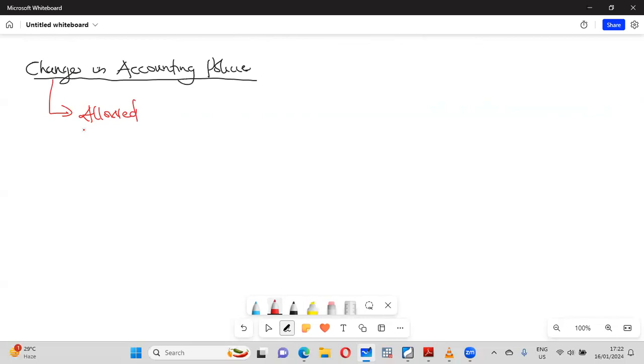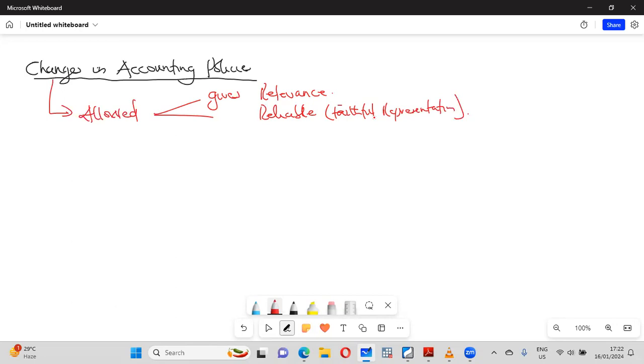if the change gives what we call relevance. You remember that we said that whatever accounting policy you develop must give relevance. Number two, it must be reliable. And what is reliability? Reliability these days is what we call the faithful representation. All right, so that is that. You can actually change it.